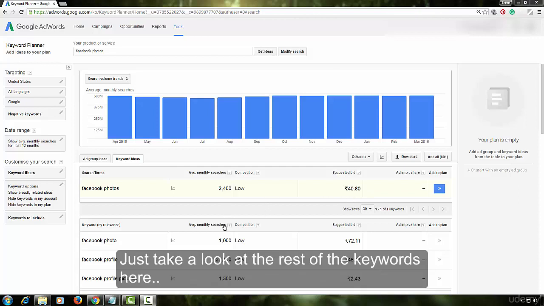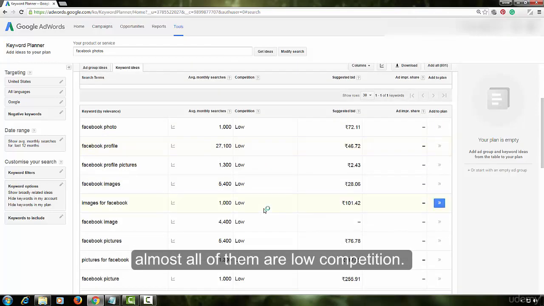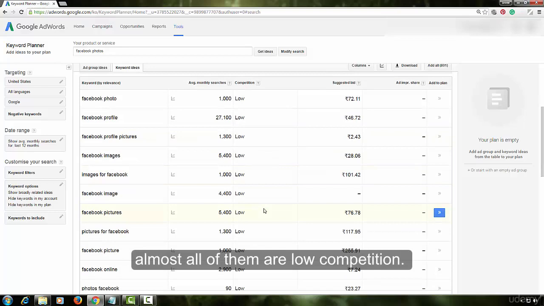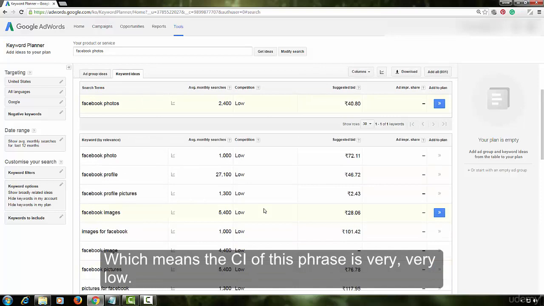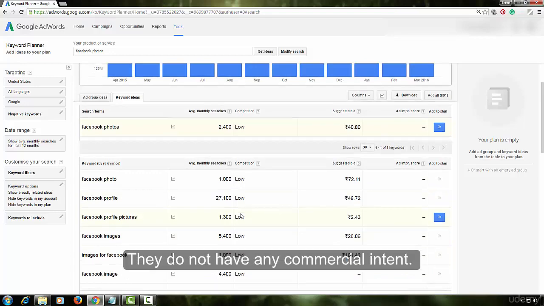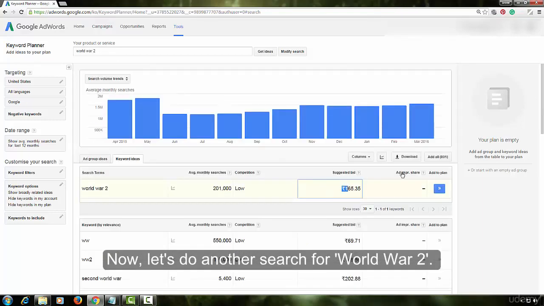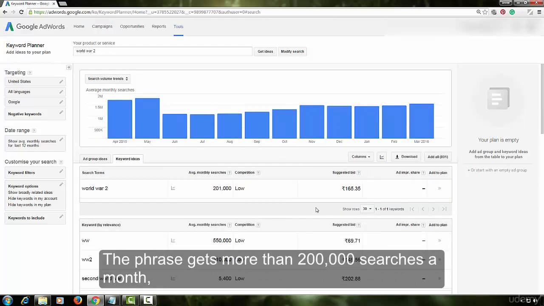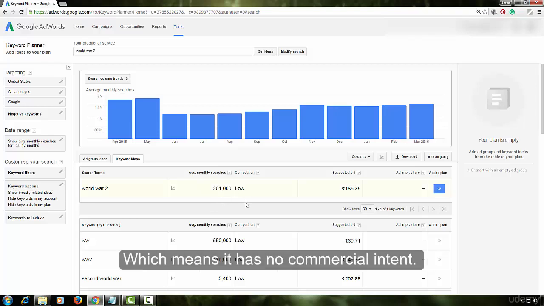Just take a look at the rest of the keywords here. Almost all of them are low competition, which means the CI of this phrase is very, very low. They do not have any commercial intent. Now, let's do another search for World War II. The phrase gets more than 200,000 searches a month, but the competition is low, which means it has no commercial intent.